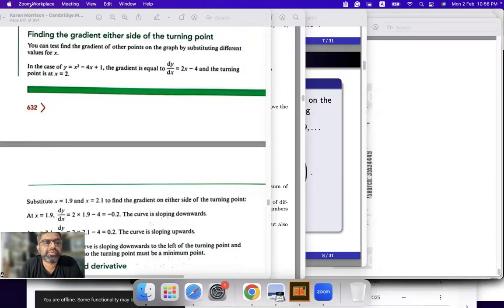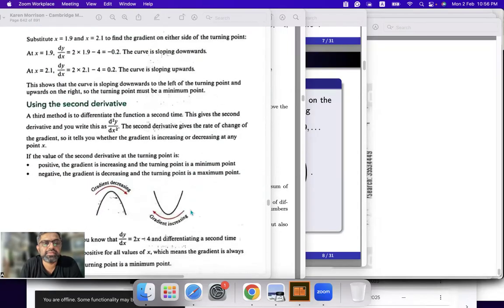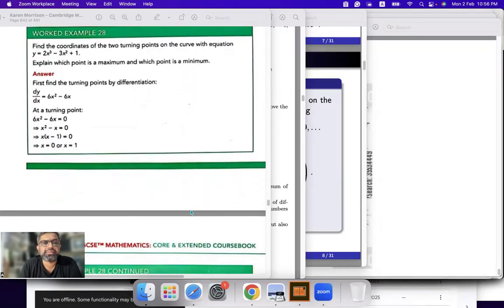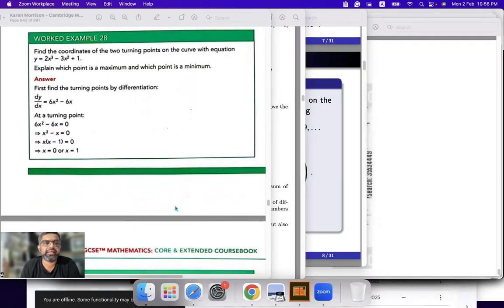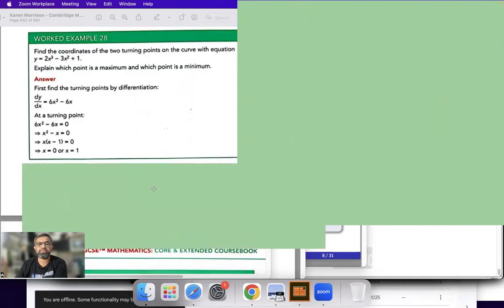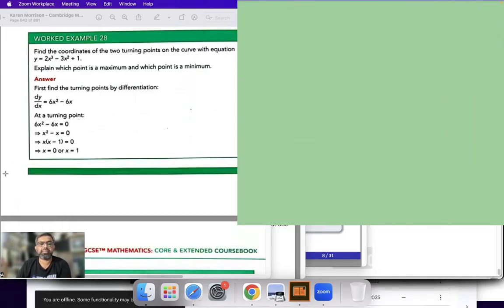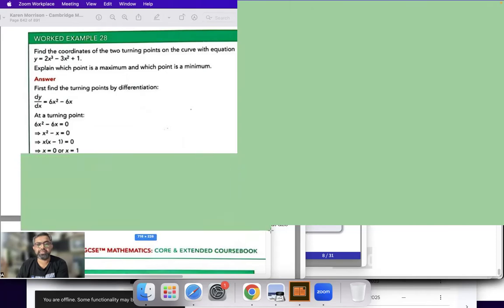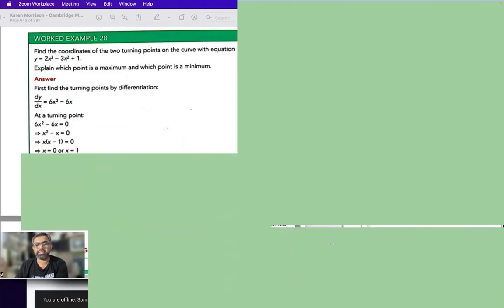So we move to some examples. Let's do this example, example 20: y is equal to 2x cubed minus 3x squared plus 1. This is a cubic graph, so we will have multiple turning points. In fact, 2 turning points, right? This could be an interesting question. We have 2 turning points and we have to figure out whether those turning points are minimum or maximum. Which turning point is min and which turning point is max. So let's do it.